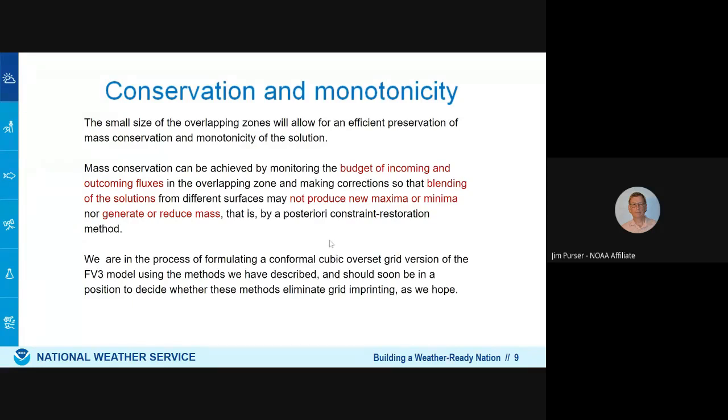So we are in the process of formulating a conformal cubic overset version of this FV3 model using the methods described here. And we should soon be in the position to decide whether these methods eliminate grid imprinting, as we hope. Thank you.